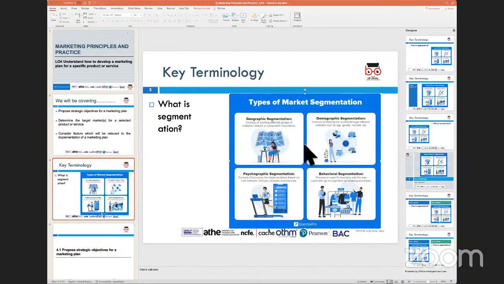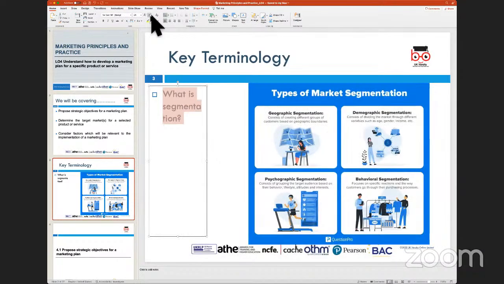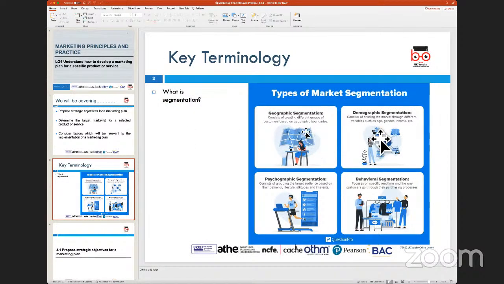Now, this segmentation, when we talk about it in general, tends to be of 4 different types. We've discussed this in the previous sessions, and this segmentation tends to be geographic, demographic, psychographic, and behavioral.